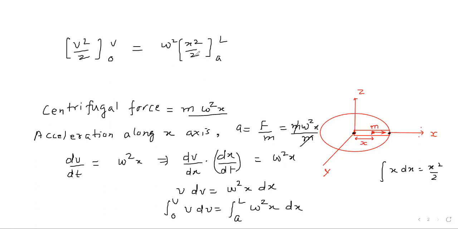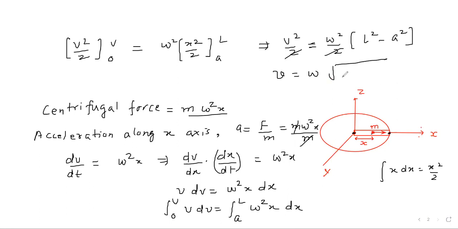So 2 will cancel out from here. So this will become v square upon 2 equal to omega square upon 2 times, we put the limits, upper limit, L square minus a square. So 2 will cancel out, and our concern is to find velocity. So v will be equal to omega times square root of L square minus a square. And that is our answer. Thank you for watching.